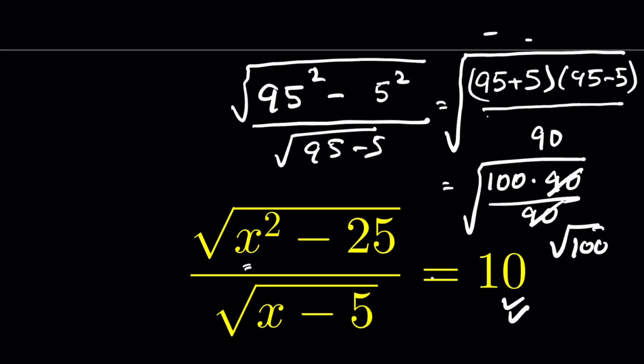If we put 5 here, then 5 square is 25. 25 minus 25 is 0. 0 upon any denominator is equal to 0. So 5 is not the answer.